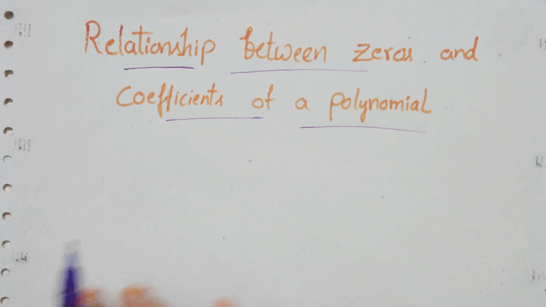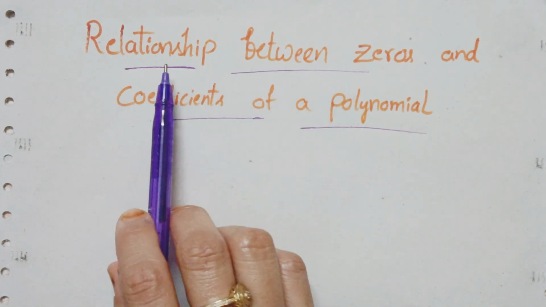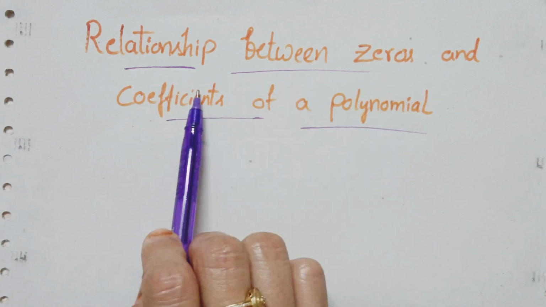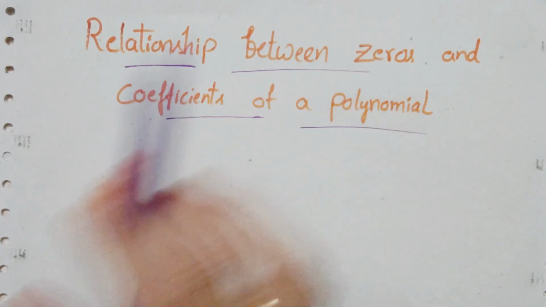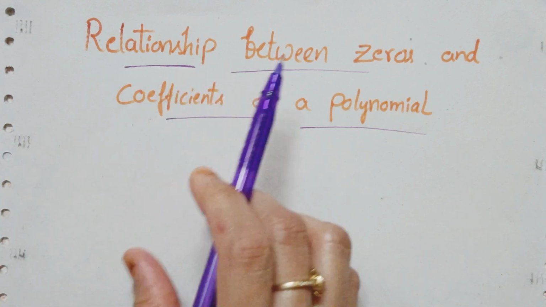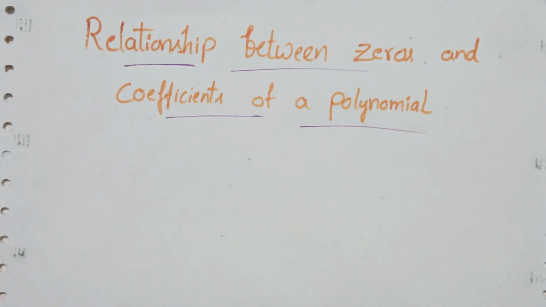Now in this video we are going to discuss the topic which is the relationship between zeros and the coefficients of a polynomial. This is a very important topic in this polynomial chapter. Okay guys, without wasting any time, let's get into the video.